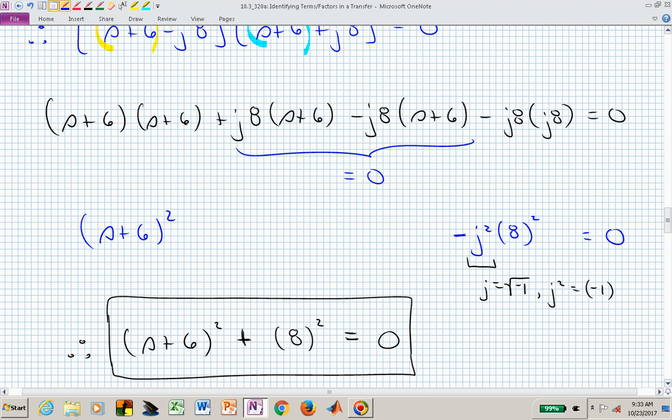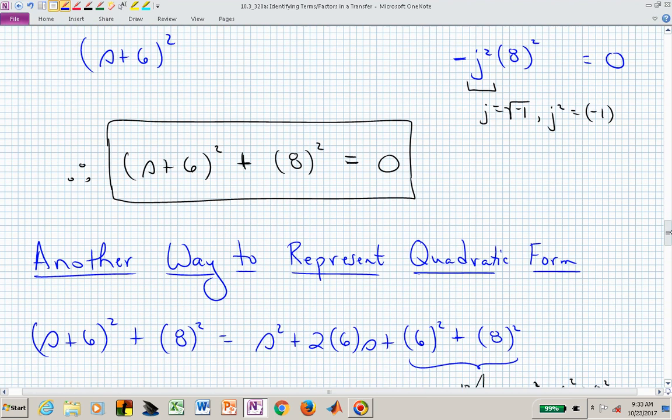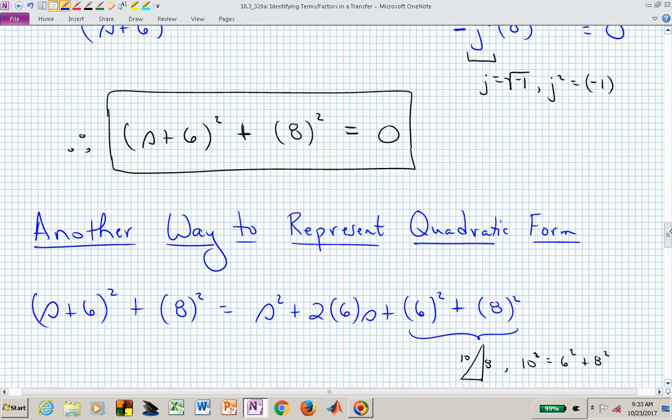So if you have a complex set of roots, you can write them in this nice structured way to explicitly identify the real component and the imaginary component of that complex pair of roots. In this case, our roots were at minus 6 plus and minus j8. Now we can also write that quadratic form in another way by multiplying things out.